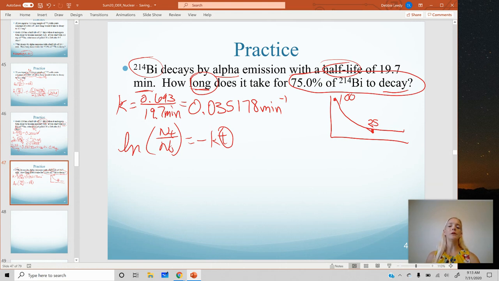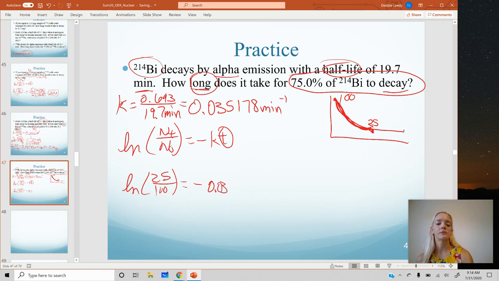So again, remember the final amount is telling me how much of my isotope still exists or is still present or hasn't decayed yet. So if 75% decays, 25% remains. So my final is going to be the 25. So our setup here is 25 over the 100 for our implied initial, equals negative K times T. So again, we want to solve for T. So we go through our calculations here.